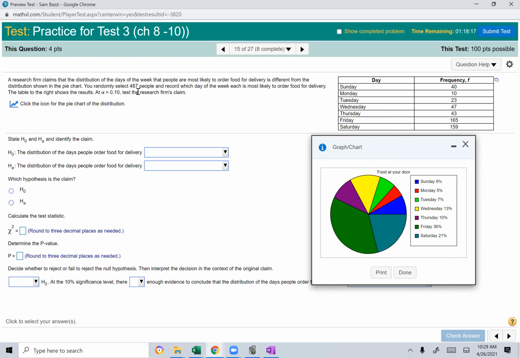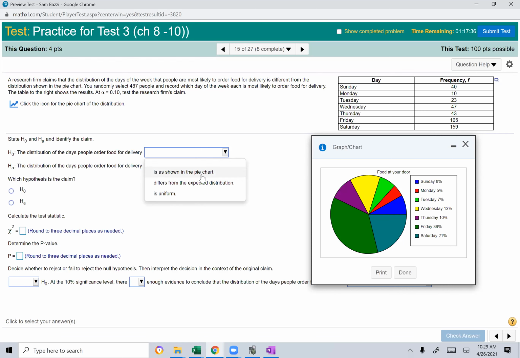You randomly select 487 people and record which day of the week each is most likely to order food for delivery. The table to the right shows the results. What you see in the table are observed values, and what you get off the chart are the expected values. Test the research firm's claim at alpha equals 10%. This is what I told you about H0 and HA. H0 will be the distribution is as claimed, and HA will be the distribution is not as claimed or has changed.